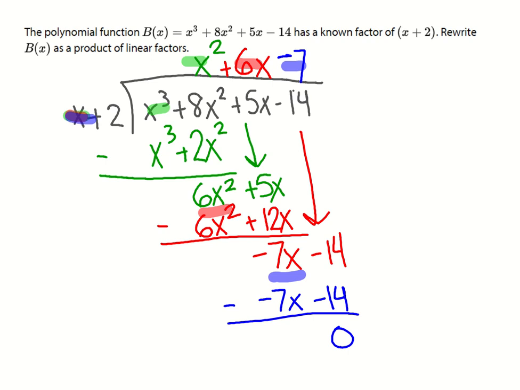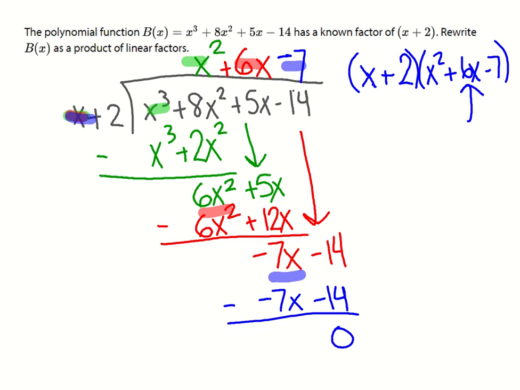Now we have broken down our problem a little bit, because now I know that x plus 2 times x squared plus 6x minus 7 will give us the polynomial b of x that we started with. But I still need to break down this second polynomial. To do this, we can use factoring or the box method. So I'm going to just factor in this particular problem.